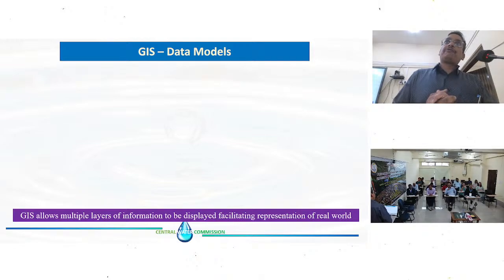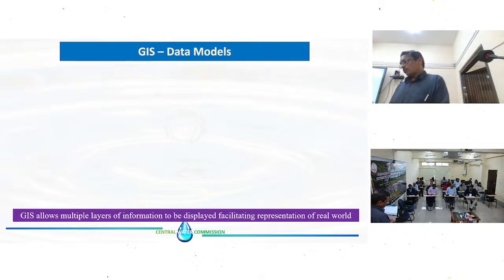It can be used even for representing land use, land cover, agricultural land, vegetated land, populated land, anything. So these are all discrete points, lines and polygons. These are discrete. They are the vector data model.